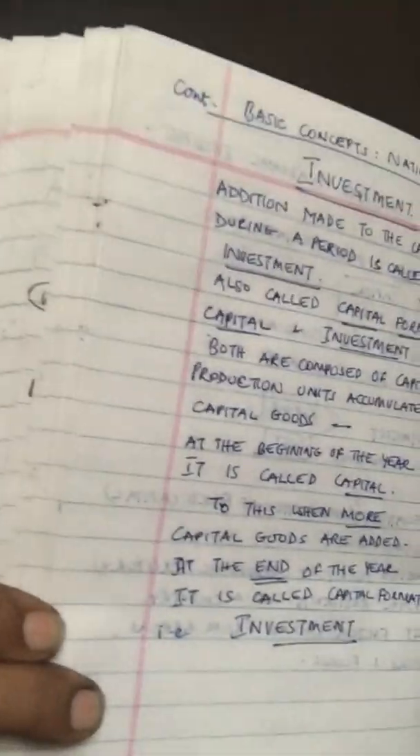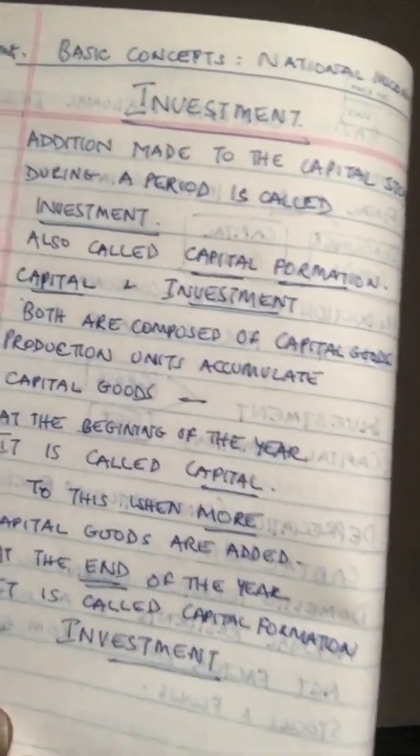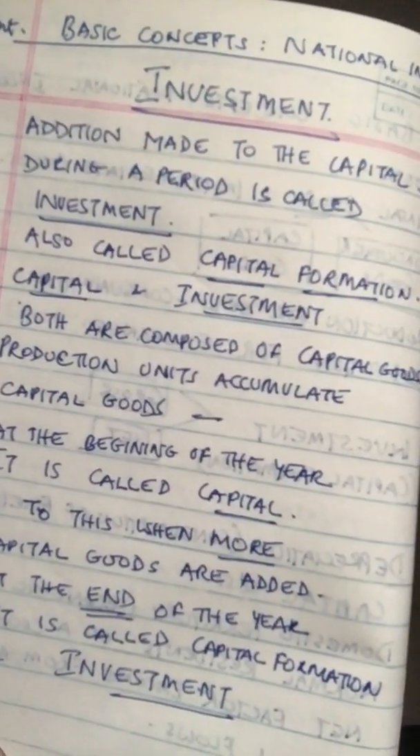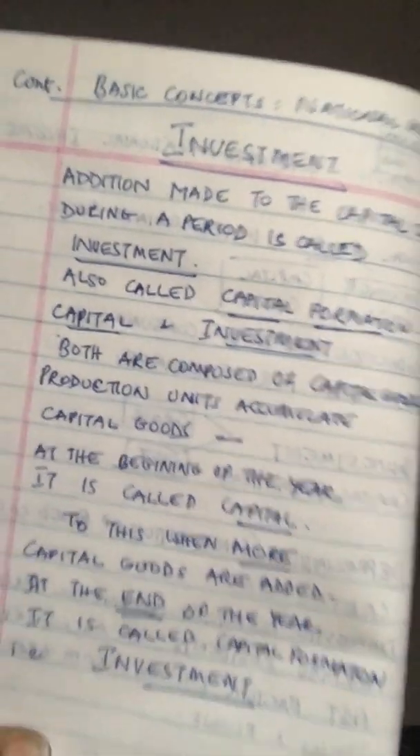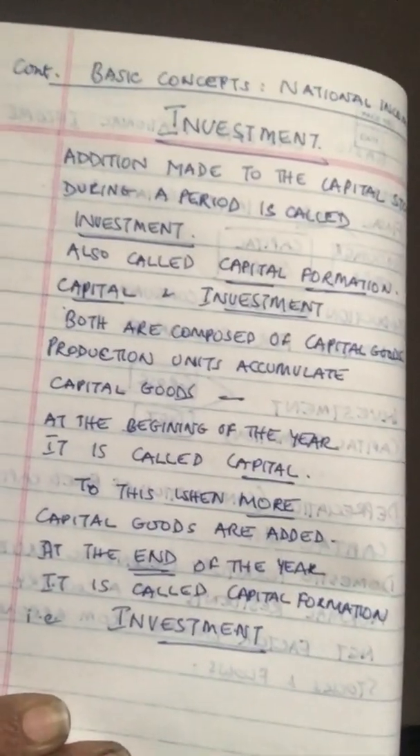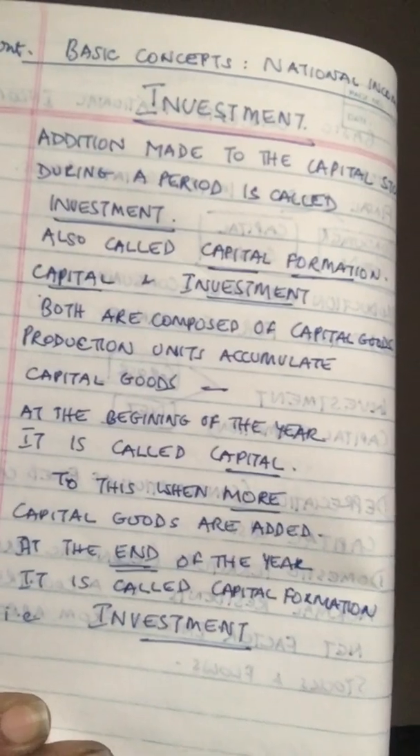For any production activity to go on, we do need capital. And for it to really continue, we need that investment. It should go on. I mean, there has to be capital formation. So, I want you to see this. Investment, the addition made to the stock of capital during a period, is called investment, and it is also called capital formation.